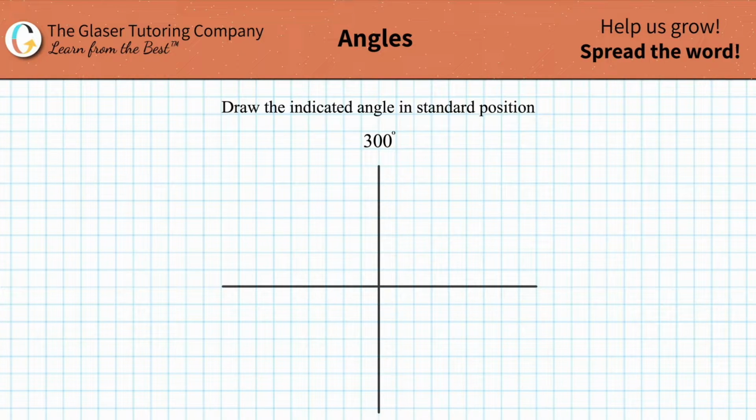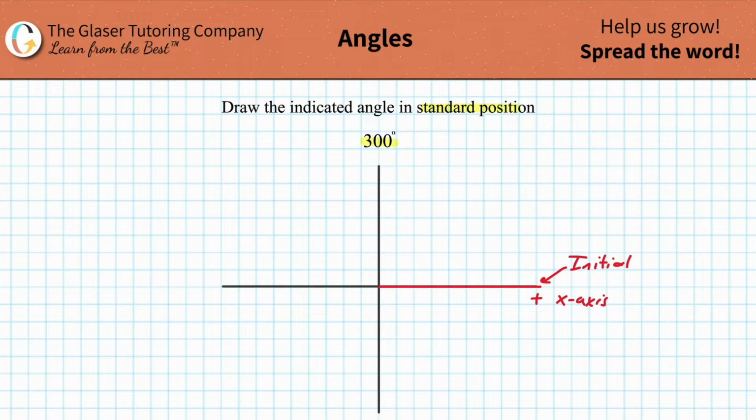Let's take a look at an example of how to draw an angle of 300 degrees in standard position. So the first step is always to start with the initial side on the positive x-axis. Okay, so this is on the positive side of the x-axis, and this will be labeled the initial side.